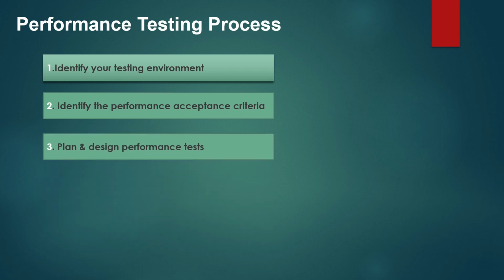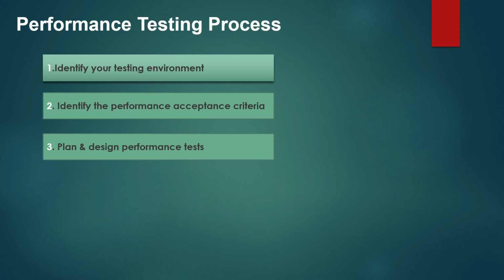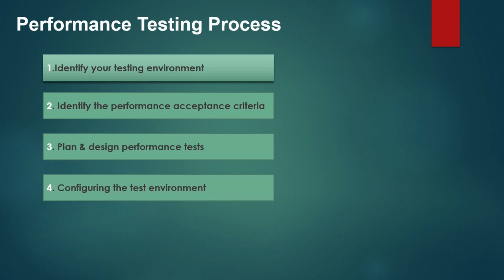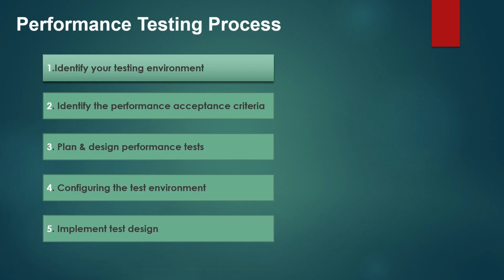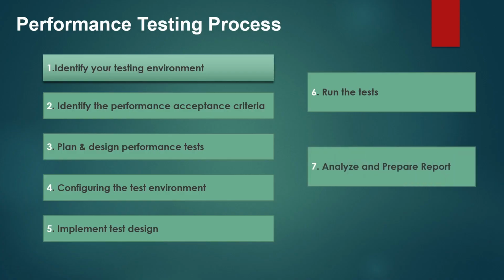Plan and design performance test. In this phase, identify key scenarios and define the workload model. When I say identify key scenarios, these are the critical scenarios according to the requirements of the business. Configure the test environment. Make sure the selected tool is feasible with the client application on the test environment. Implement the test design. Record a script via the tool and enhance it. Enhancements include parameterization and correlation and so on. We will see in detail in upcoming videos. Run the test. Execute and monitor the tests. The final one is analyze and prepare report. Basically, we are going to look at the response of each click and the log files. Based on that, we are going to prepare the report and submit it to the client or the developer.